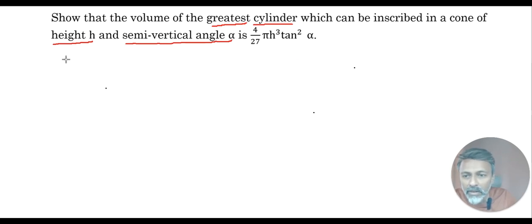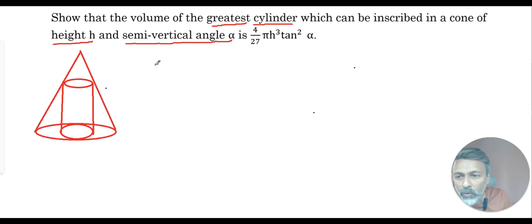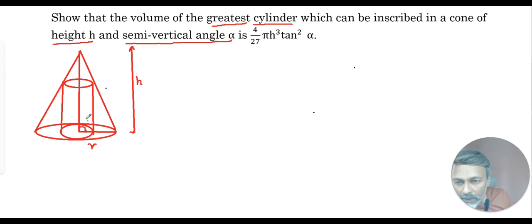Let's draw the figure. Let's draw a cone, and inside the cone we will draw a cylinder. The height of the cone is given to us as h. This is h. And let's take the radius of the cone as, say, R. Let's draw this perpendicular. So this is 90 degrees.